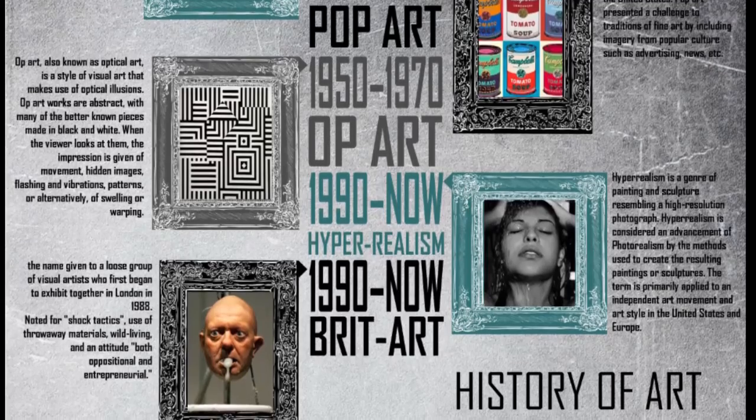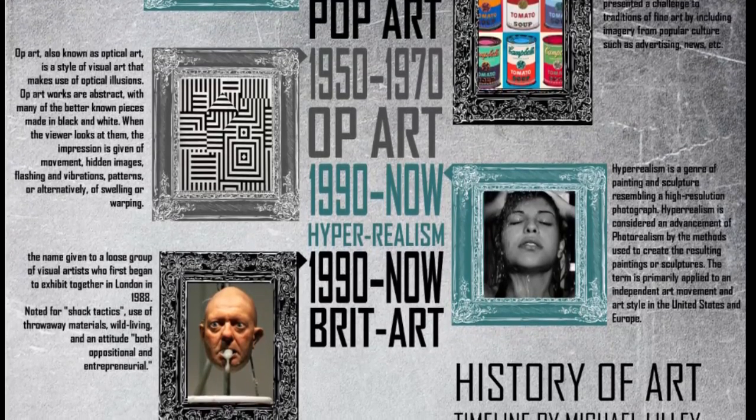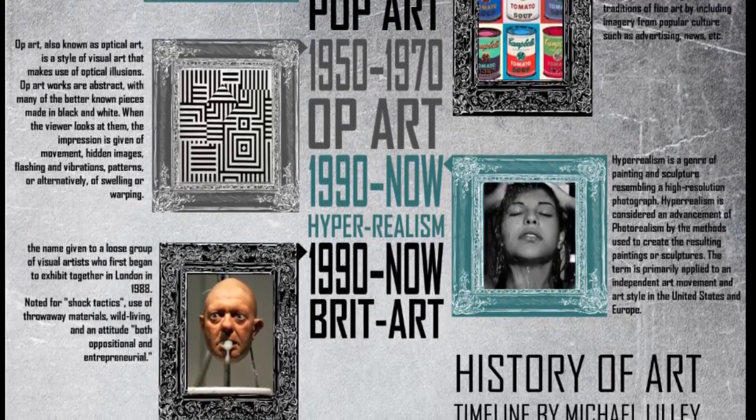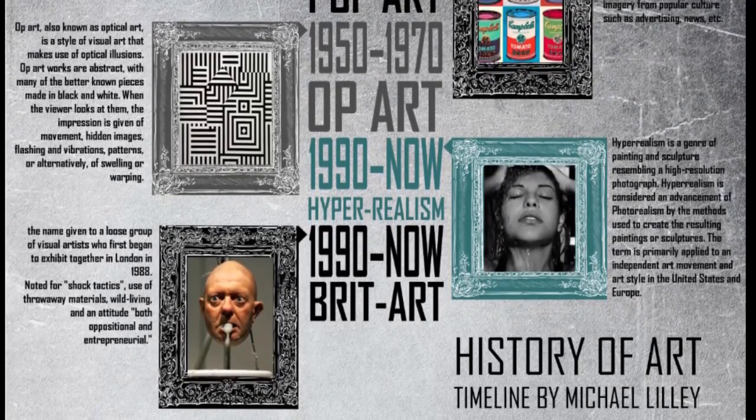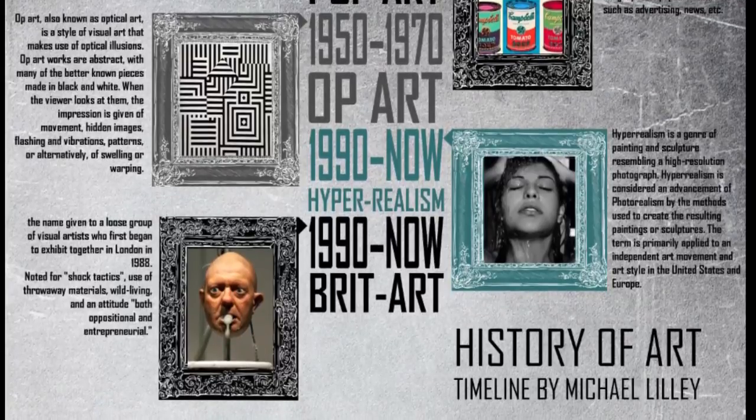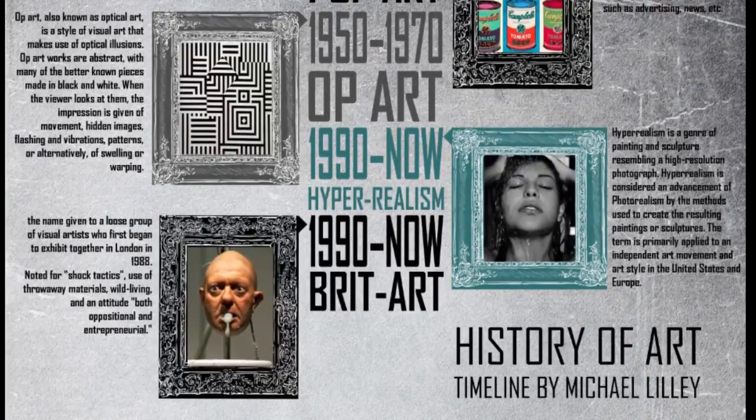1990 to present day, we've seen Brit art. The name Brit art was given to a loose group of visual artists who first began to exhibit together in London in 1988. Noted for shock tactics, use of throwaway materials, wild living and an attitude both oppositional and entrepreneurial.